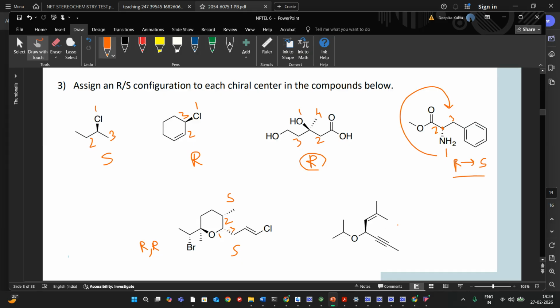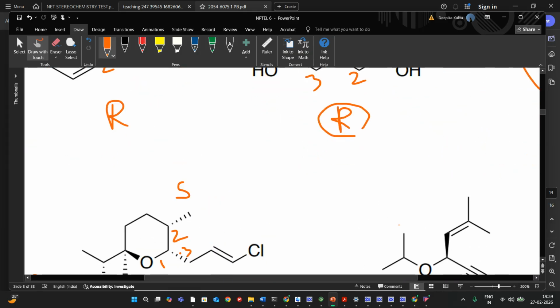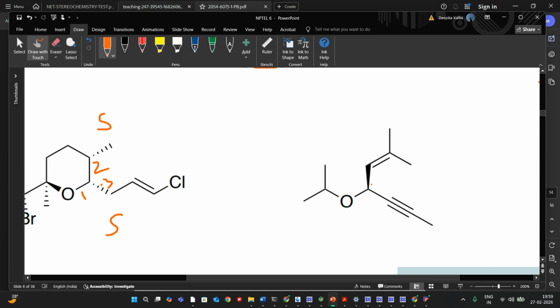Okay. Then we are left with the last molecule, where this will be the asymmetric center present. So this will be first, then this will be second because this is alkyne, this will be third, and fourth will be below the plane. Hence, this center present is S.